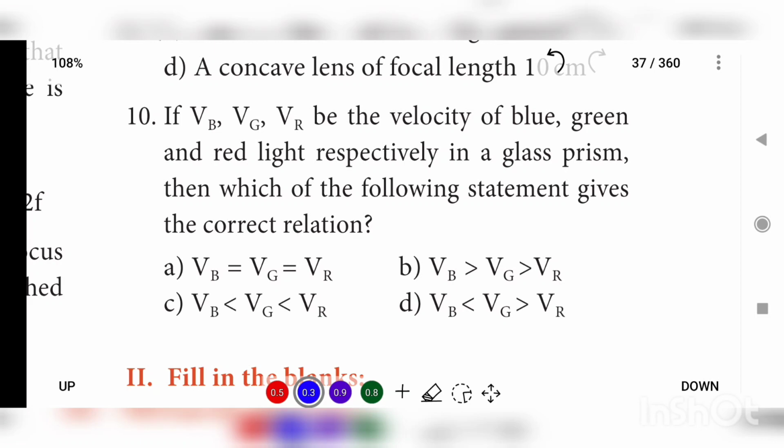10th one, if VB, VG, VR be the velocity of blue, green and red light respectively in a glass prism, then which of the following statements gives the correct relation? So answer option C. VB is smaller than VG, VG is smaller than VR.